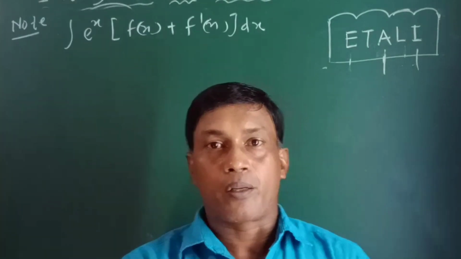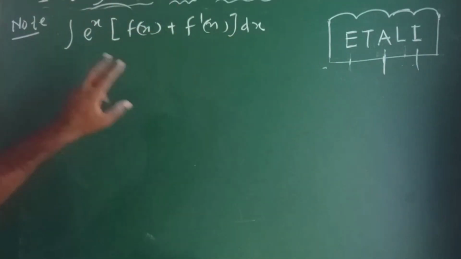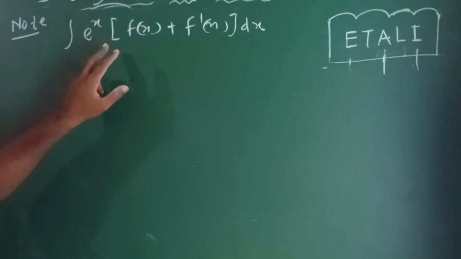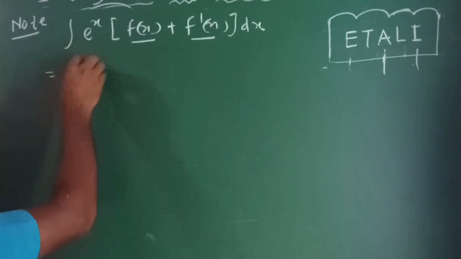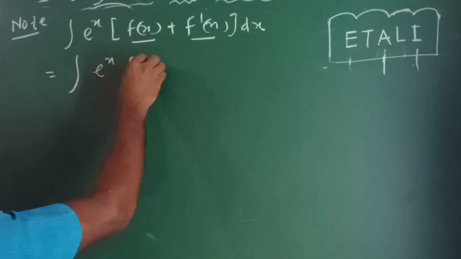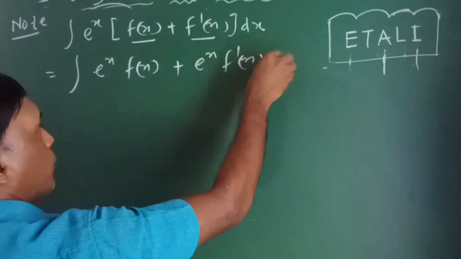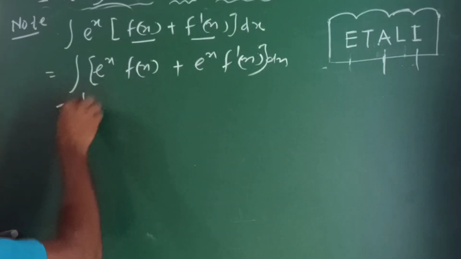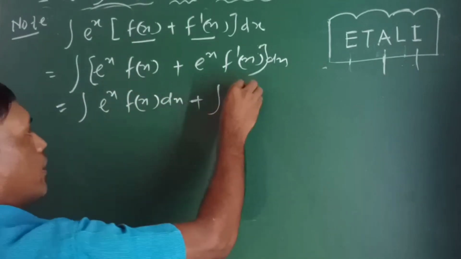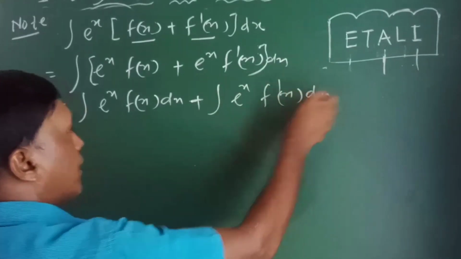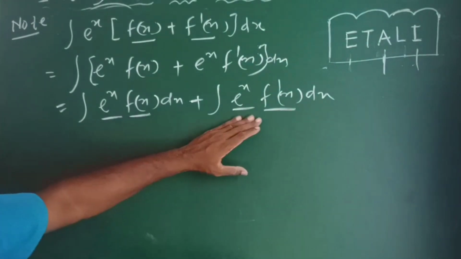One important form is integration of e to the power x into f of x plus f dash x with respect to x. That means integration of e to the power x whole into function plus its derivatives. So what to be done here? Now multiply this: e to the power x into f of x plus e to the power x into f dash x with respect to x. Now apply addition formula. This is integration of e to the power x into f of x dx plus integration of e to the power x into f dash x dx. Now here is function into function, here is also function into function. Here you can apply by parts formula, here also you can apply by parts formula.